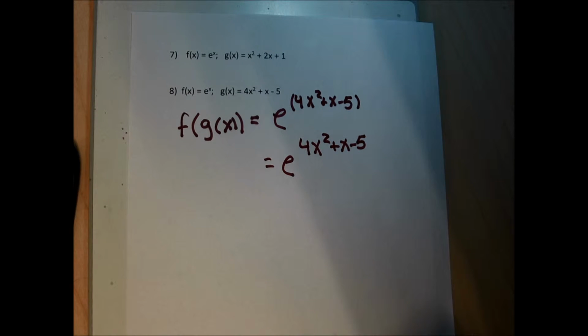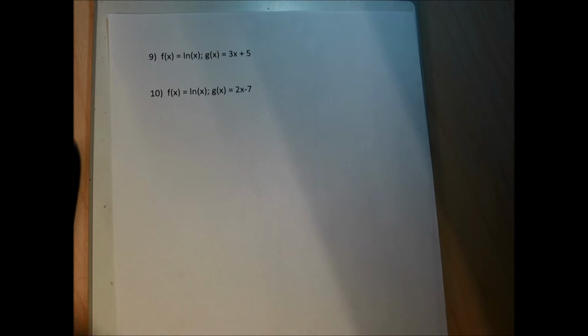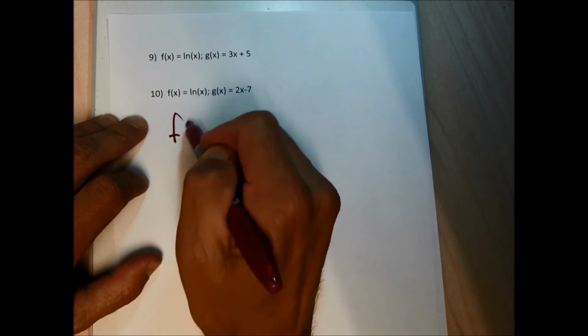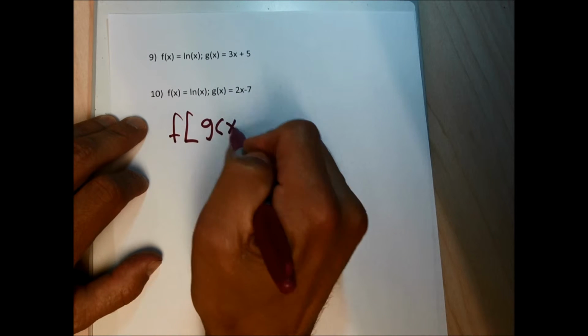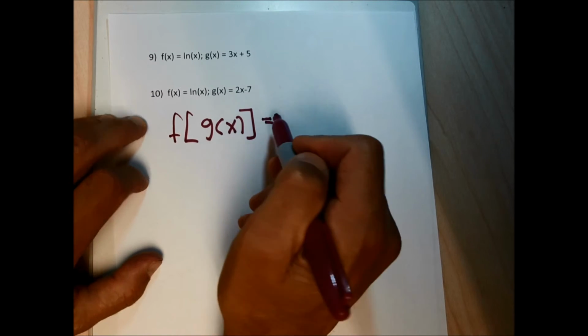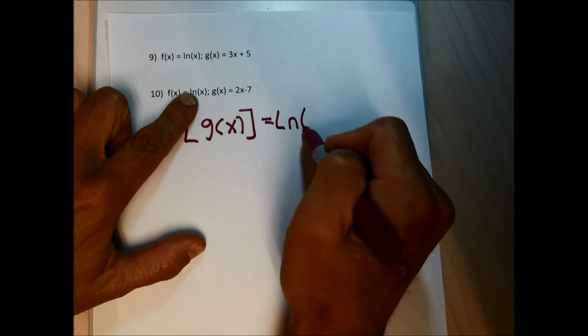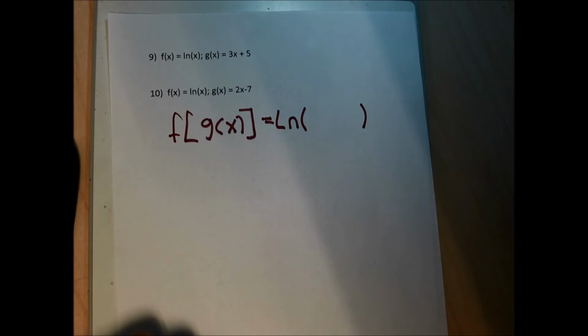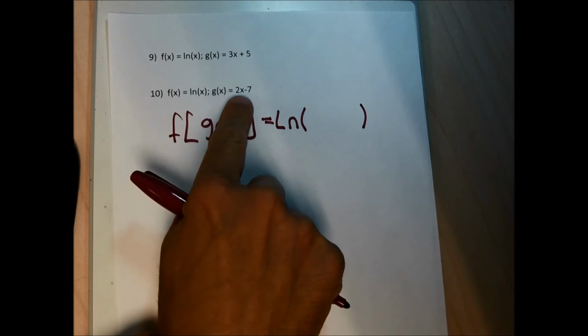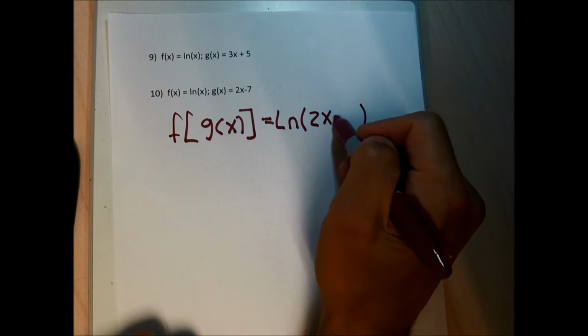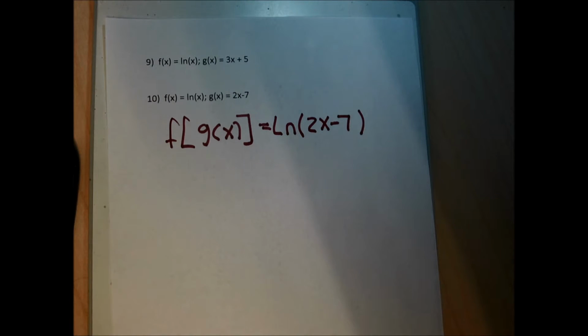Similarly, for 9 and 10, we're going to see ln's, and that's a little premature too, but we still can work the chain rule, and that's just to get us used to the working composition of functions. So for number 10, if I did f of g of x, I'm going to write the f function, ln of x, without the x, and then where the x was, I'm going to put the right side of the g function, which is 2x minus 7. Alright, so that's the first group of problems.